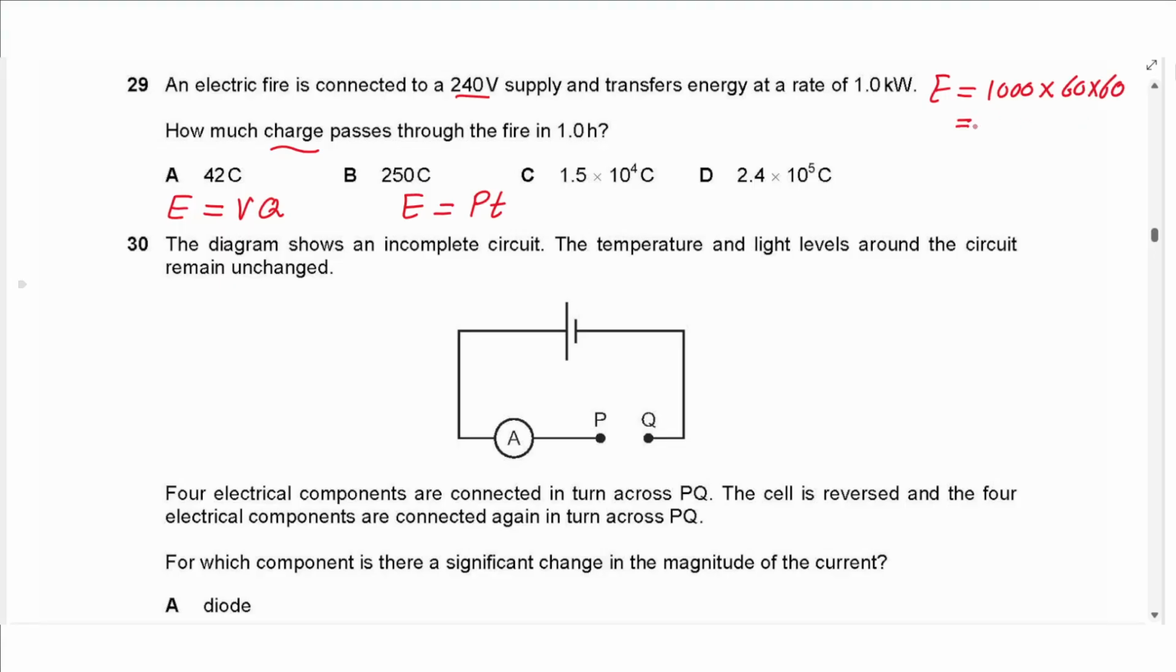So here we have 3,600,000 joules of energy, or 3.6 times 10 to the power of 6. Then we use this equation and we say that 3.6 times 10 to the power of 6 is equal to the potential difference, which is 240, multiplied by the charge Q. Then we divide by 240. That gives 15,000 coulombs, which is 1.5 times 10 to the power of 4. So the answer is C.